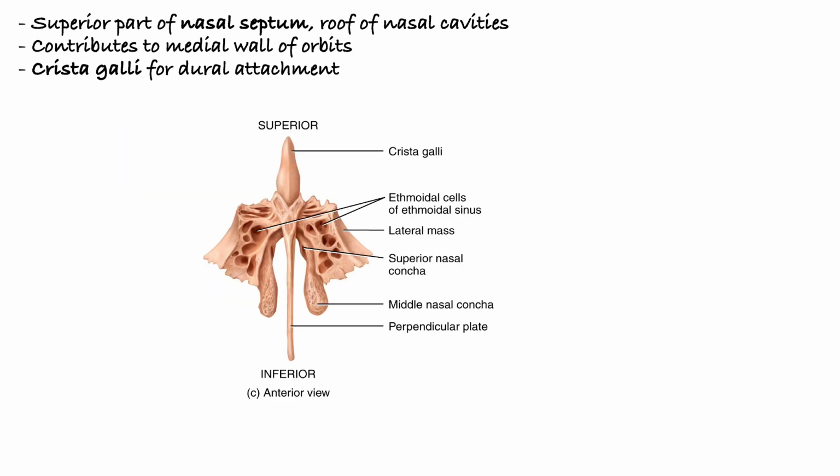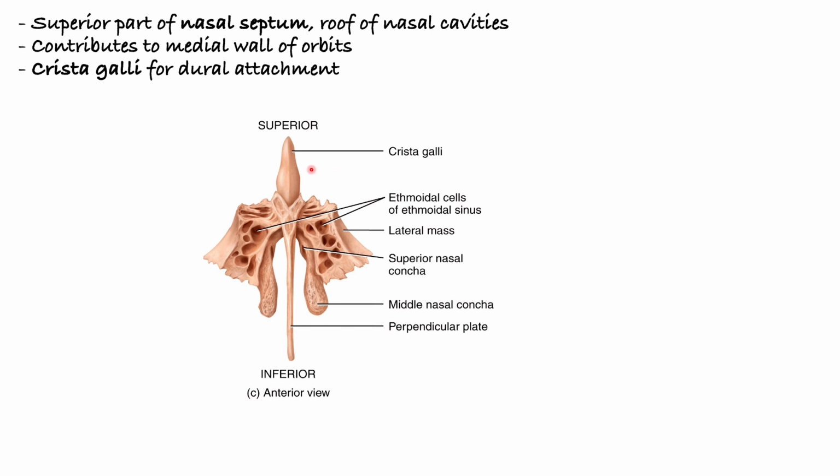So we have here the ethmoid bone, which is the superior part of the nasal septum. It makes up the roof of the nasal cavities, and it basically contributes to the medial wall of the orbits. And most importantly, the ethmoid bone is still part of the cranium, all right, part of the cranial bone.